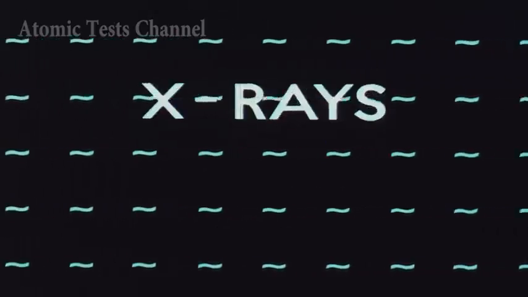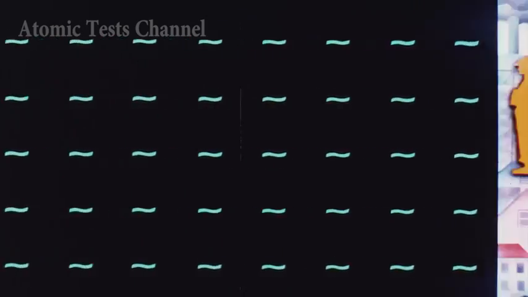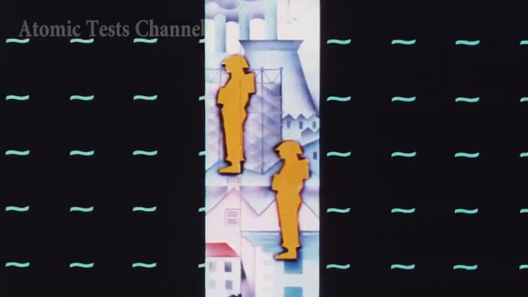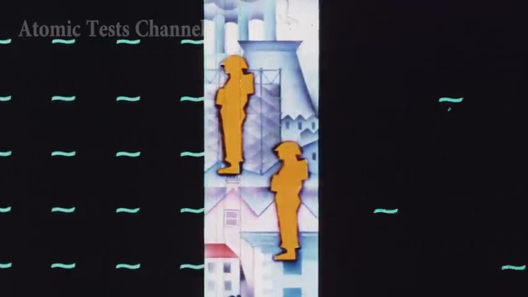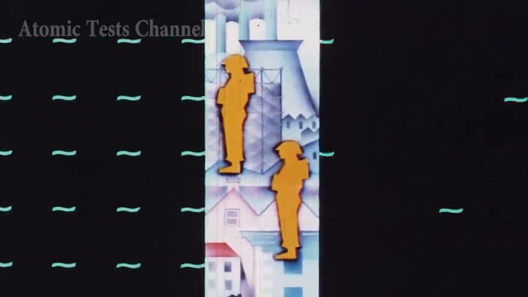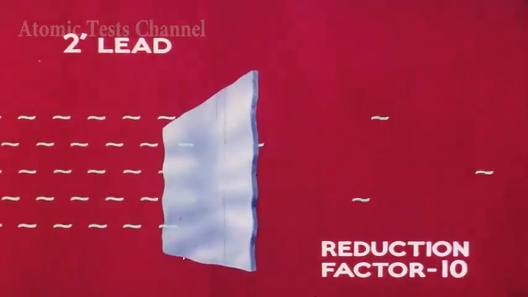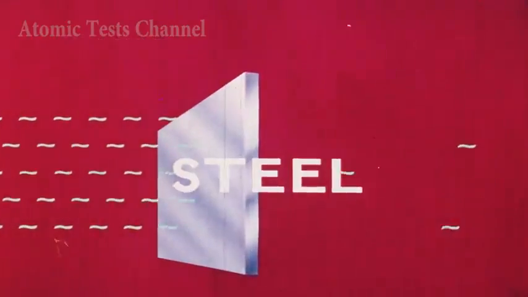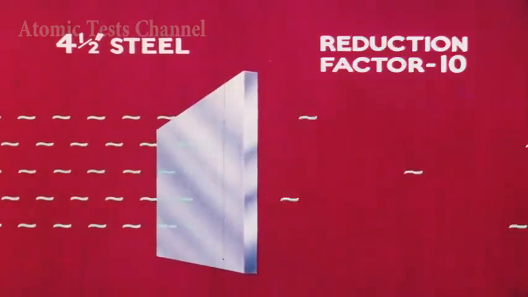Gamma rays are of energy similar to, but much more powerful than X-rays. Like these and like wireless waves, they can travel considerable distances and can penetrate the human body, buildings, and other materials. In so doing, they become reduced in strength according to the density of the substance through which they pass. The best protection is offered by lead. For example, a 2-inch thick sheet of lead gives a reduction factor of 10, as compared with steel, where 4.5 inches of thickness are required to give the same reduction factor of 10.